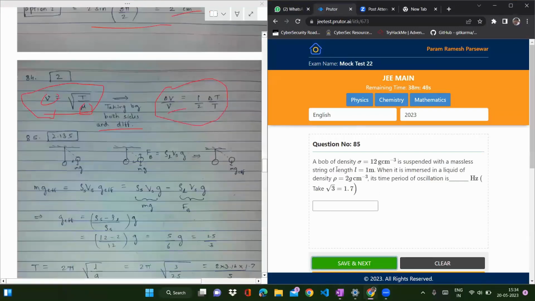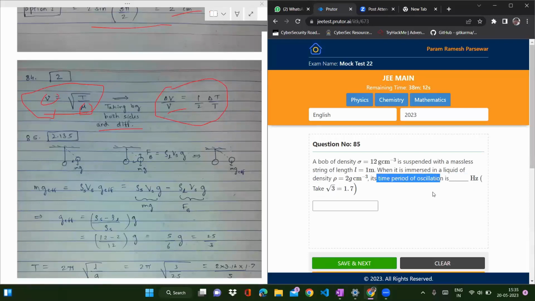Now the next question: a bob of density sigma equals 12 gram per cubic centimeter is suspended with a massless string of length L equals 1 meter. When it is immersed in a liquid of density rho equals 2 gram per cubic centimeter, its time period of oscillation is dash hertz. Here there is a little mistake in this question. This is not hertz, this is actually seconds, as the unit of time period will be seconds. This hertz is a printing mistake.